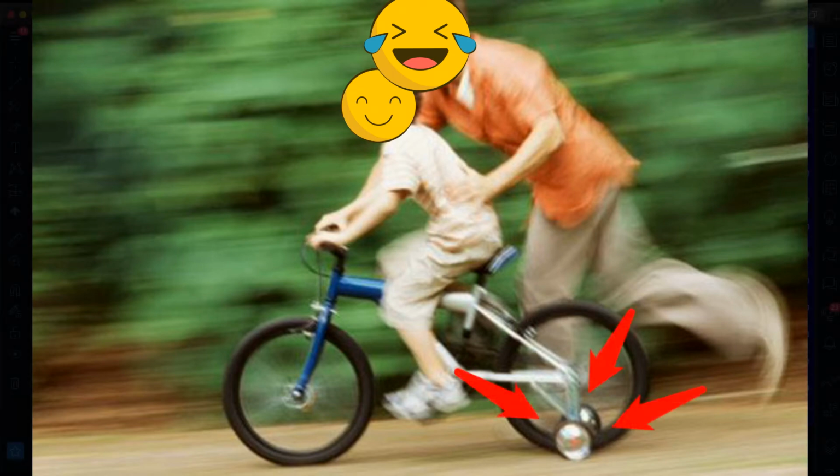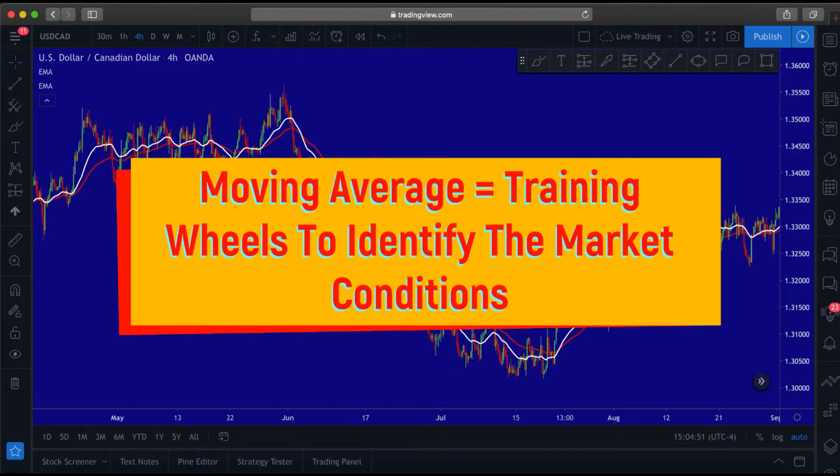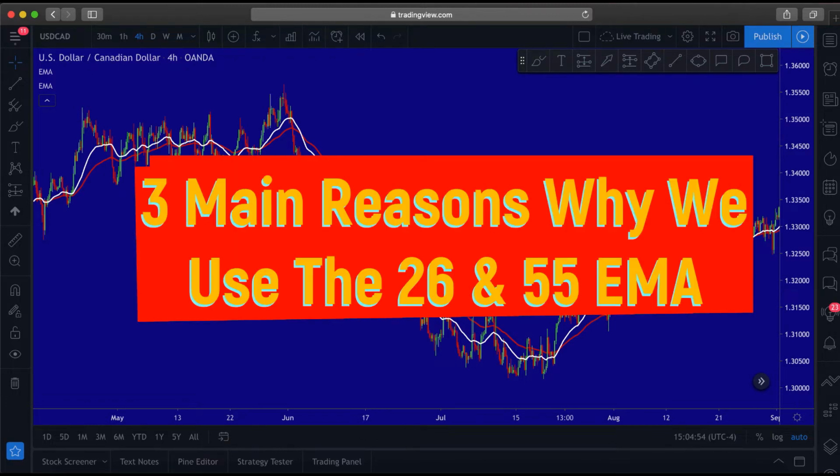Now, remember when you were a child and you started off riding a bike, you had those little round things on the side of your back wheel. Those are training wheels. When it comes to identifying the market, moving averages should serve that purpose and assist you with your confirmation checklist. Now we're going to dive into the three main reasons why we use these two moving averages.